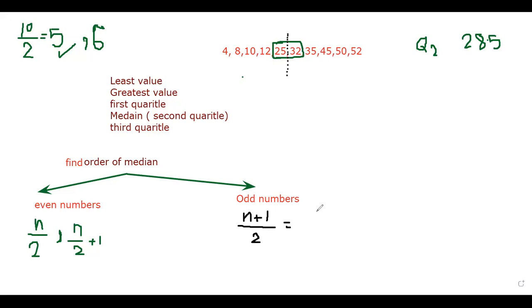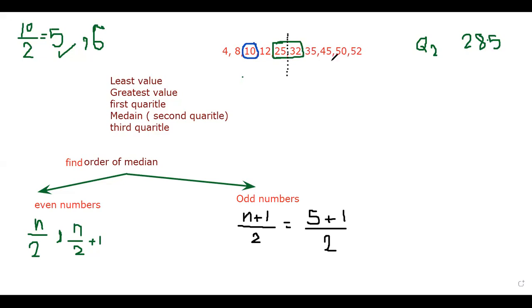We will take 5, which is the number of values in the set of data, plus 1, divided by 2. Then 5 plus 1 equals 6, and 6 divided by 2 equals 3. This tells me that the first quartile will be the third number in the lower data, which is 10. And we are going to do the same with the upper set of data.